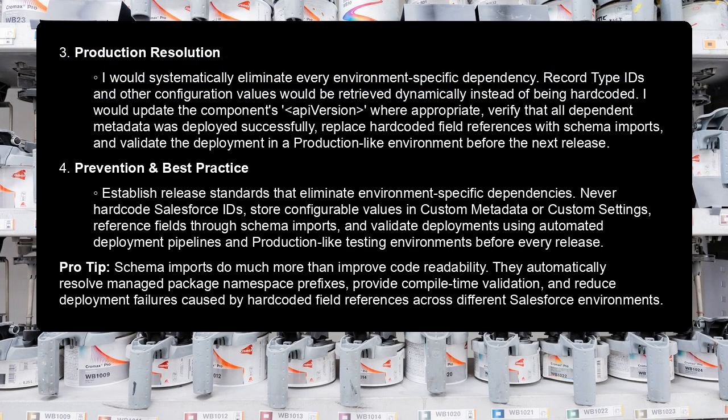3. Production resolution. I would systematically eliminate every environment-specific dependency. Record type IDs and other configuration values would be retrieved dynamically instead of being hard-coded. I would update the component's API version tag where appropriate, verify that all dependent metadata was deployed successfully, replace hard-coded field references with schema imports, and validate the deployment in a production-like environment before the next release.